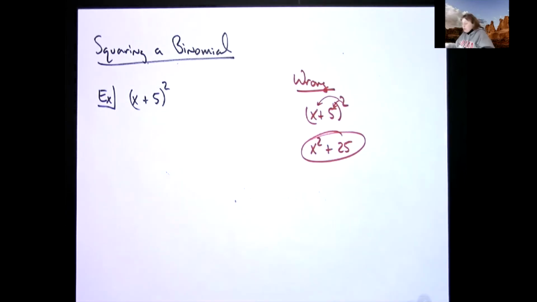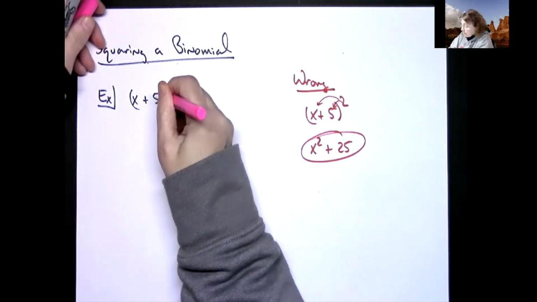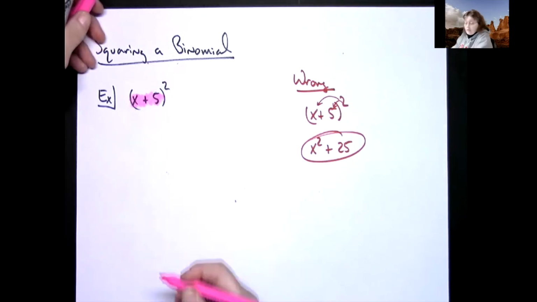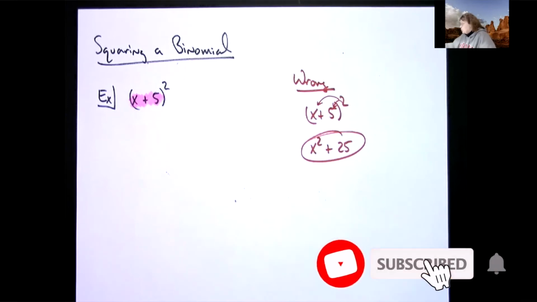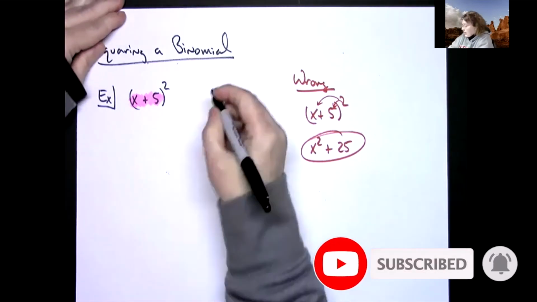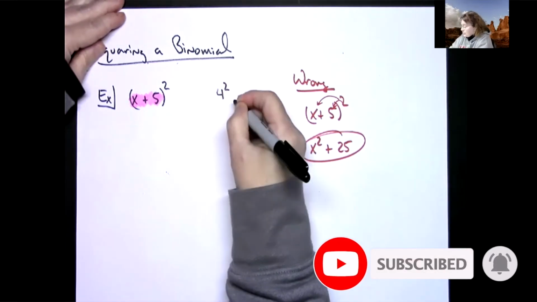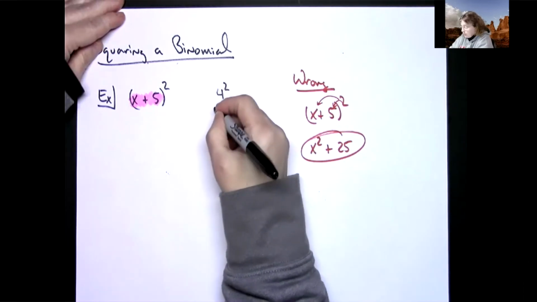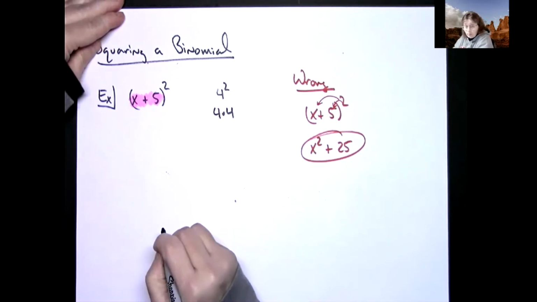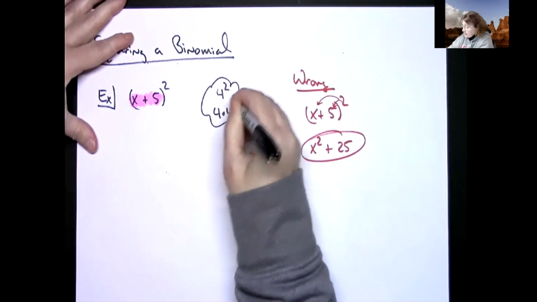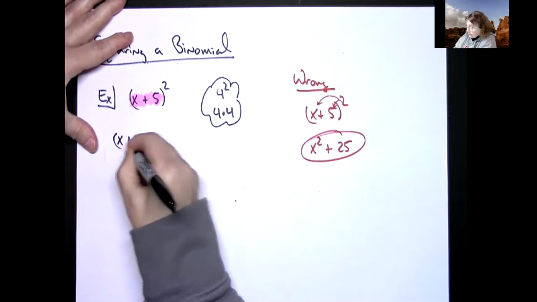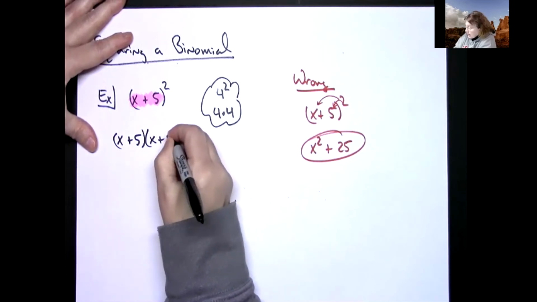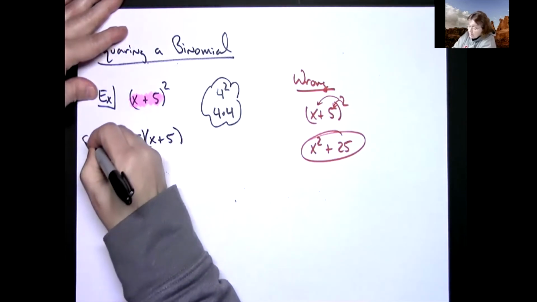What you do have to do is take a look at this base. The x plus 5 is the entire base and it is being squared, which means if I had a random number, 4 squared, what would I do? I would write down the 4 two times and multiply it, right? So that concept I have to apply to the algebra. So x plus 5 times x plus 5, which now means what?